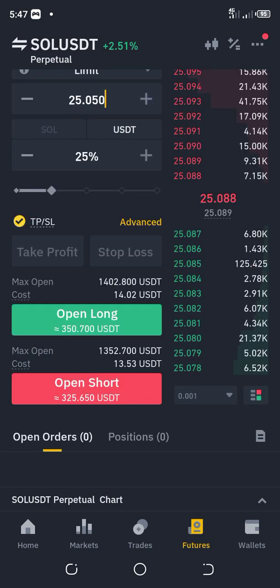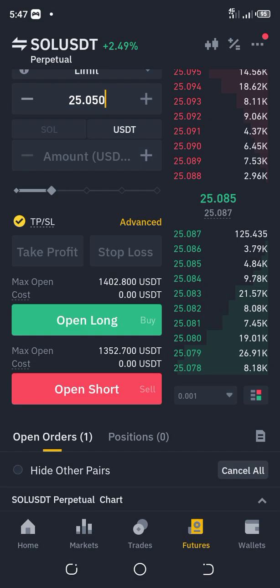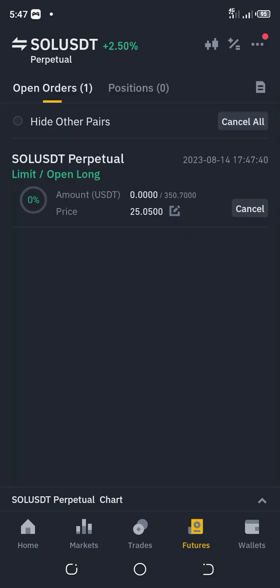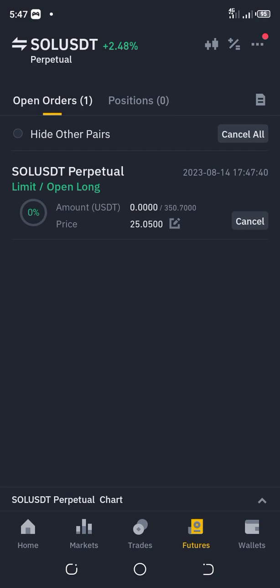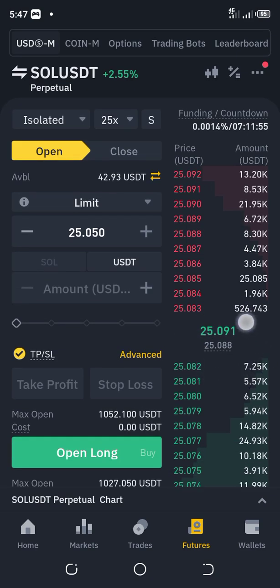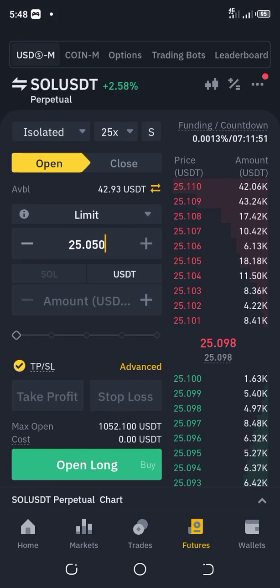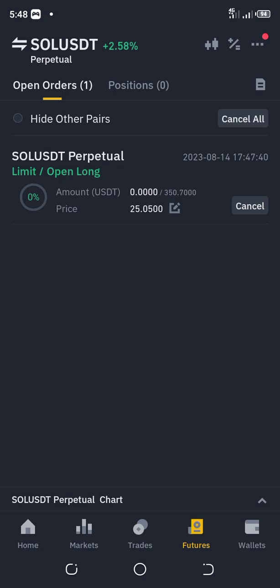Now once I come to this section and click on open long, I've placed a trade. As you can see, I've placed a limit order trade. And if you see here, we have it in open order. The trade will display in open order. Now the trade is here on open order because the trade hasn't been triggered yet. As you can see, I have it over here to be set at 25.050. Now, if the price, as you can see, this is the market price, if it drops to 25.050, this trade will trigger. That means I will buy the market.